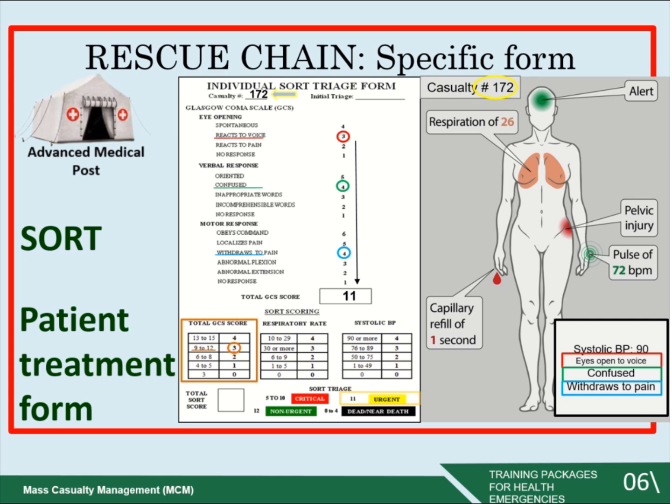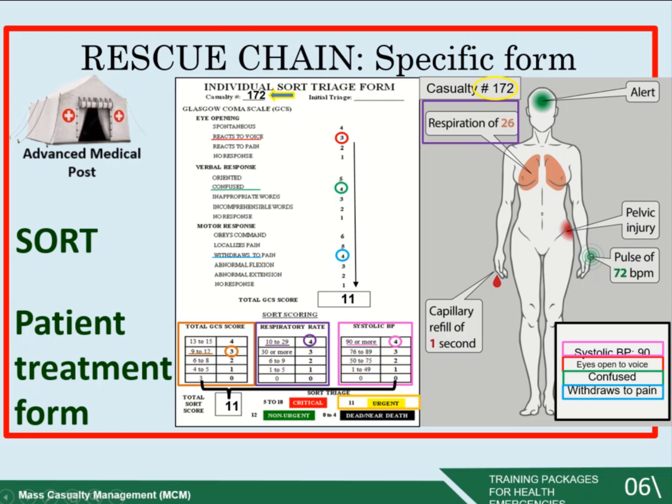For the respiratory rate, our patient's RR is 26, and 26 will have a numerical value of 4. And lastly, for the systolic BP, our patient's systolic BP is 90, and 90 will have a numerical value of 4 as well. Now, summing this all up, we'll have a total SORT score of 11, making this patient fall under the yellow or the urgent category.